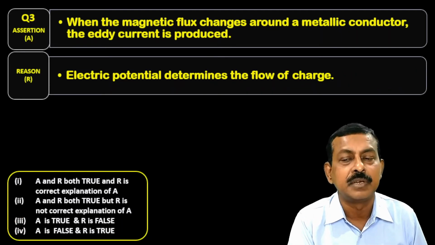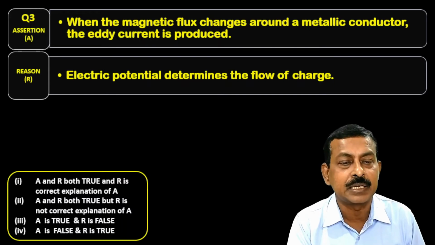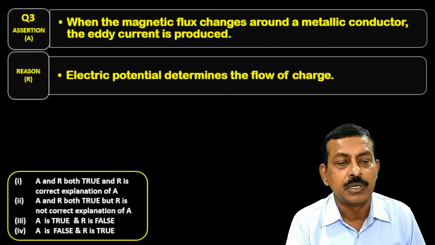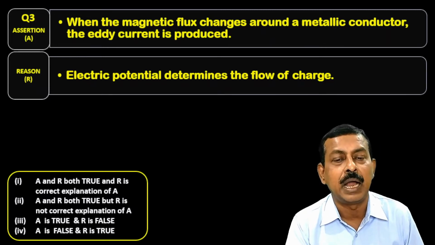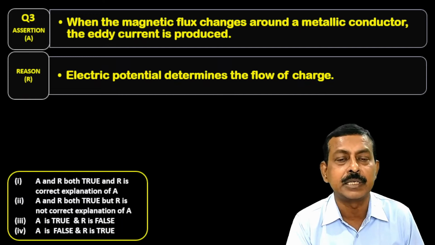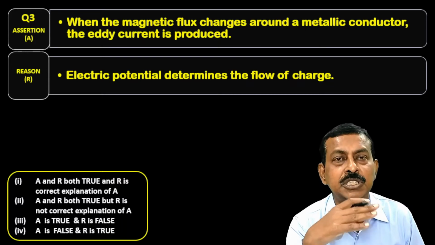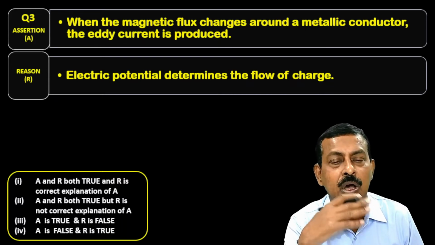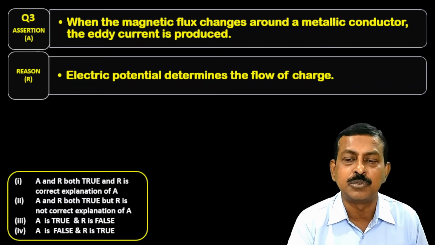Let's take the next question. When the magnetic flux changes around a metallic conductor, the eddy current is produced. Now, this is true. You have a magnetic flux, and if the magnetic flux is changing around a metallic conductor, the eddy current will be produced, because whenever you have a metallic conductor subjected to a changing magnetic flux or magnetic field, there will be eddy current developed. So this is true.